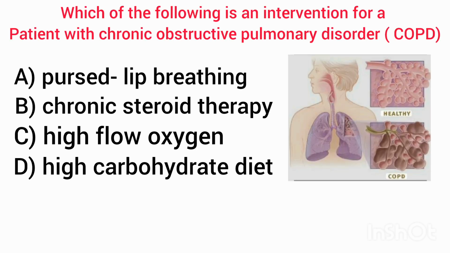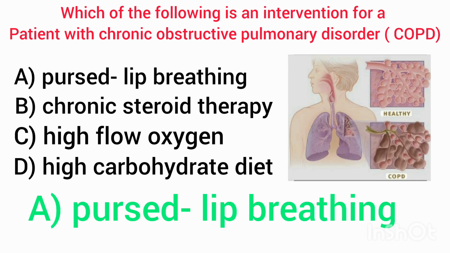Next question. Which of the following is an intervention for a patient with chronic obstructive pulmonary disorder? Pursed lip breathing, chronic steroid therapy, high flow oxygen, high carbohydrate diet. Answer: pursed lip breathing. Next question.